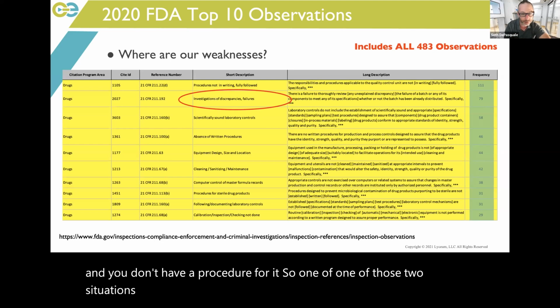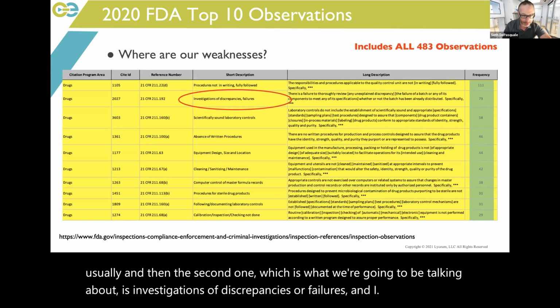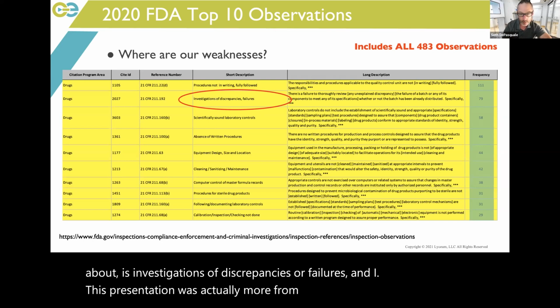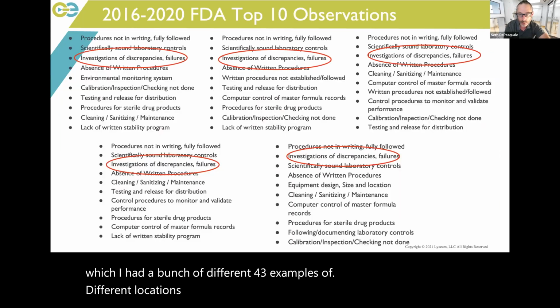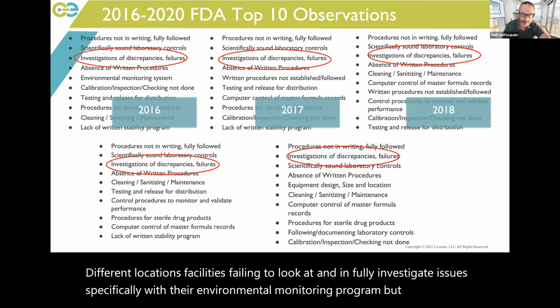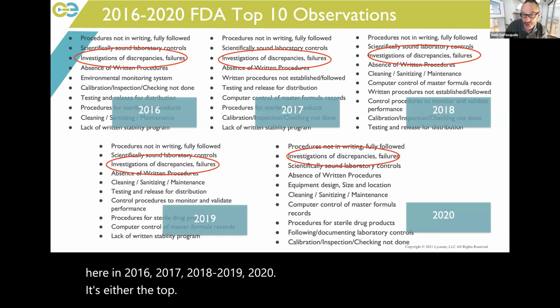And then the second one, which is what we're going to be talking about, is investigations of discrepancies or failures. This presentation was actually morphed from another presentation I had, which had a bunch of different 483 examples of different locations and facilities failing to look at and fully investigate issues, specifically with their environmental monitoring program. But you'll see here in 2016, 2017, 2018, 2019, 2020, it's either number 2 or number 3.